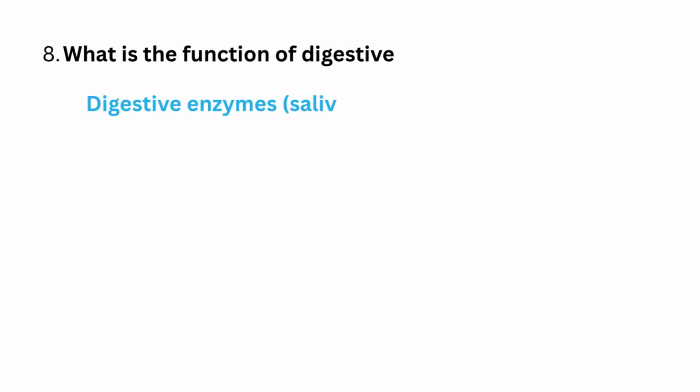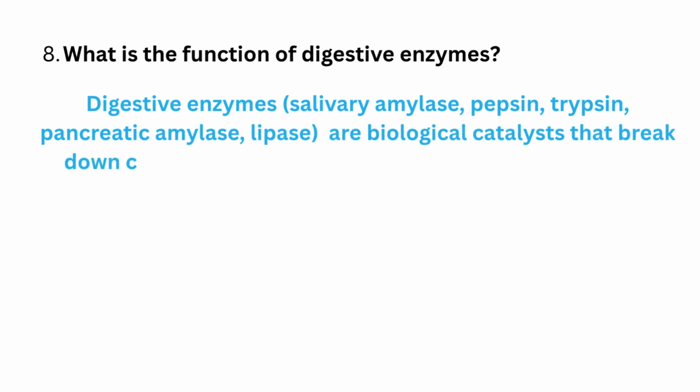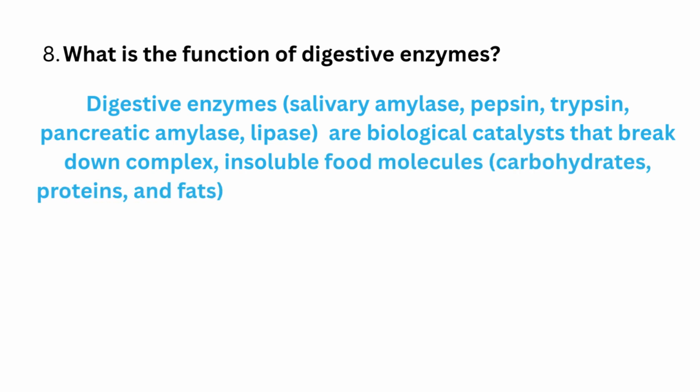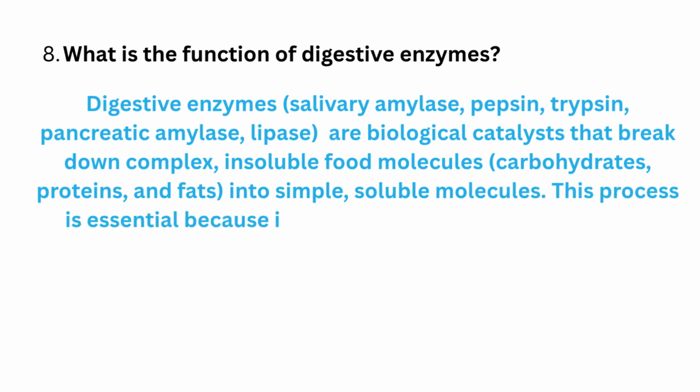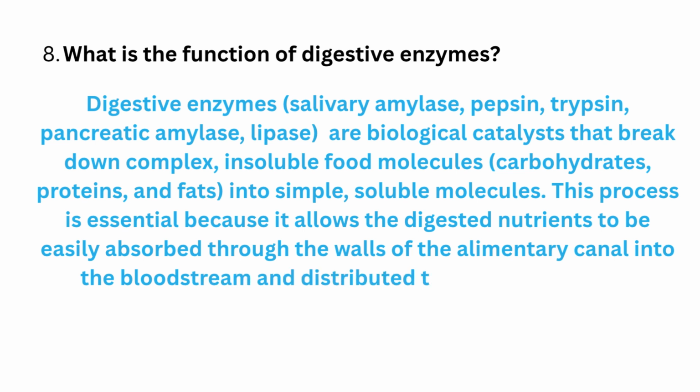What is the function of digestive enzymes? Digestive enzymes like salivary amylase, pepsin, trypsin, pancreatic amylase, and lipase are biological catalysts that break down complex, insoluble food molecules, carbohydrates, proteins, and fats into simple, soluble molecules. This process is essential because it allows the digested nutrients to be easily absorbed through the walls of the alimentary canal into the bloodstream and distributed throughout the body.